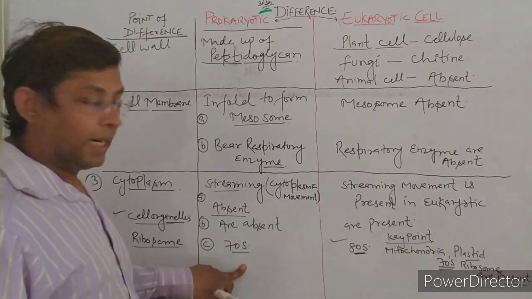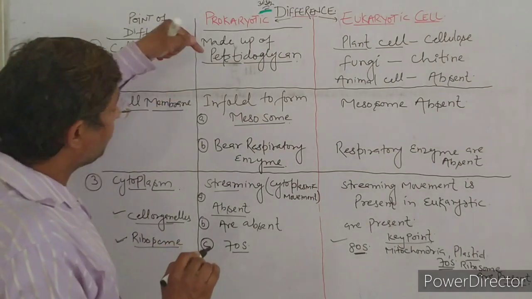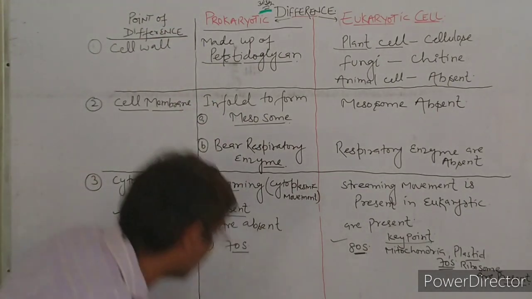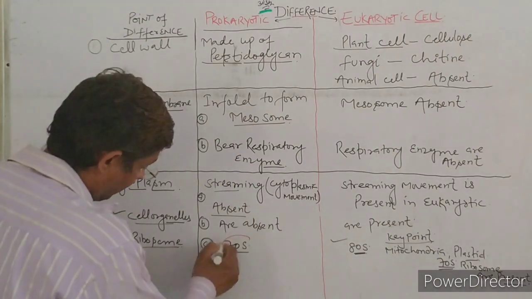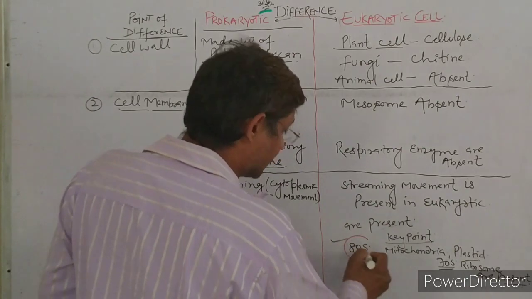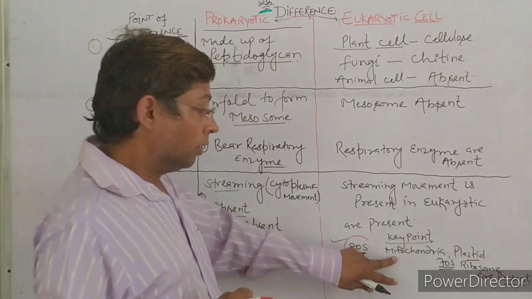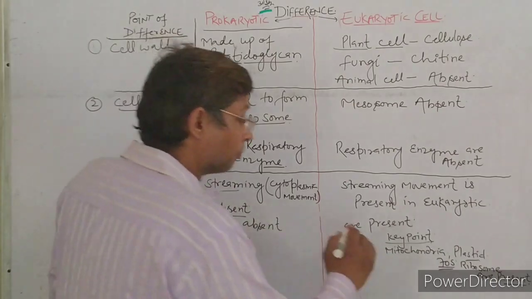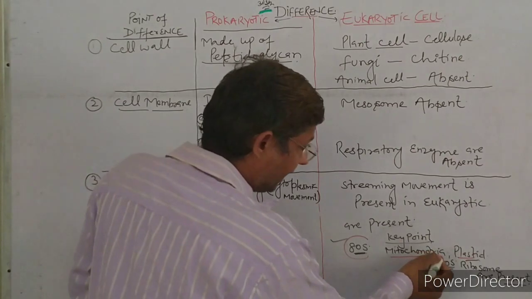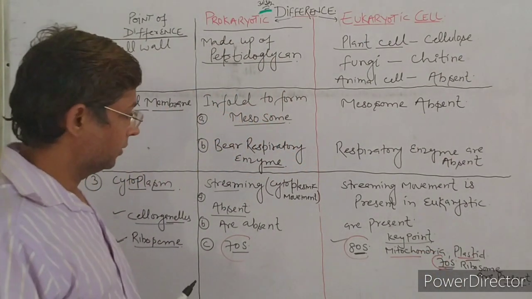Again, I tell you, in prokaryotes 70S ribosomes are present, but in eukaryotes 80S ribosomes. The detailed structure we will discuss later. But in mitochondria and plastids, 70S ribosomes are present.